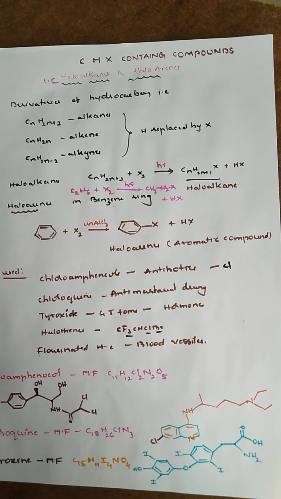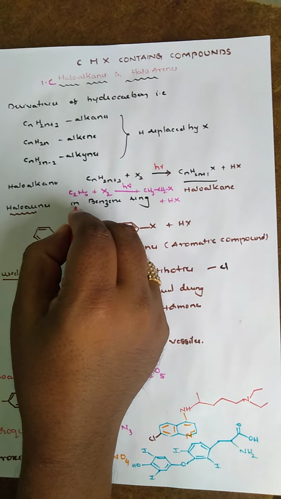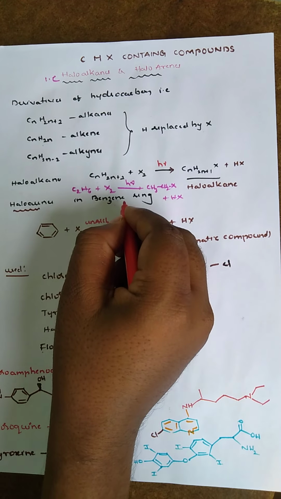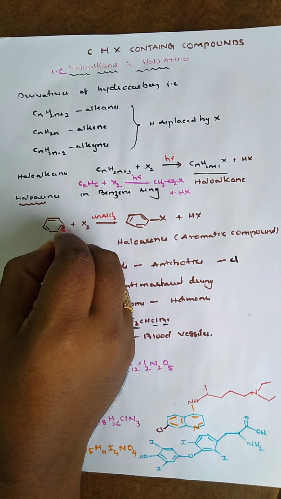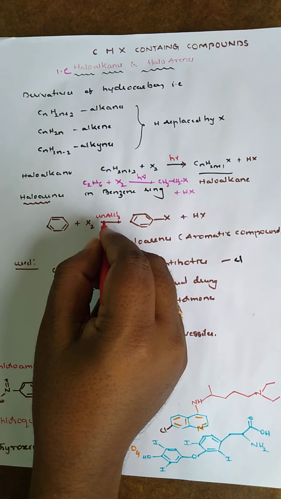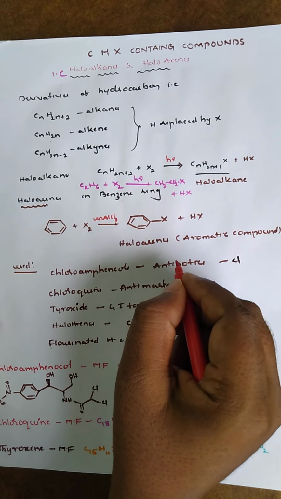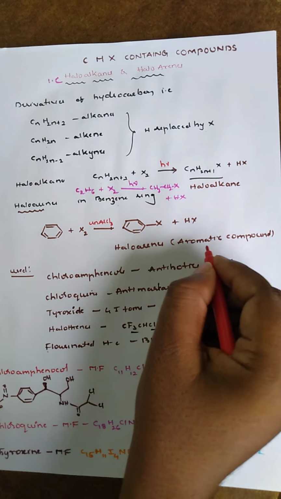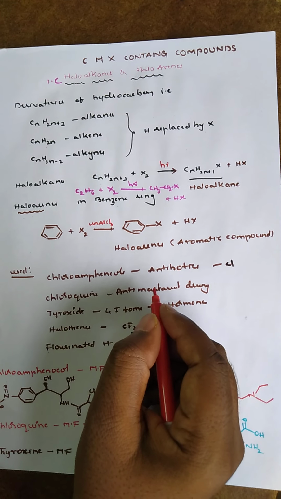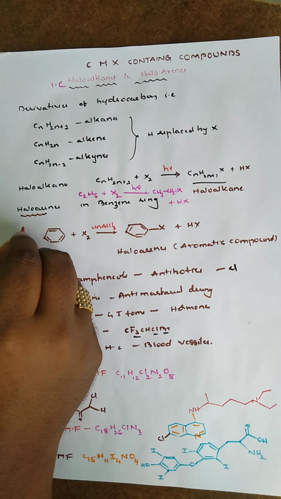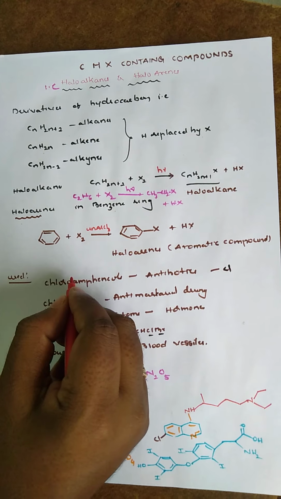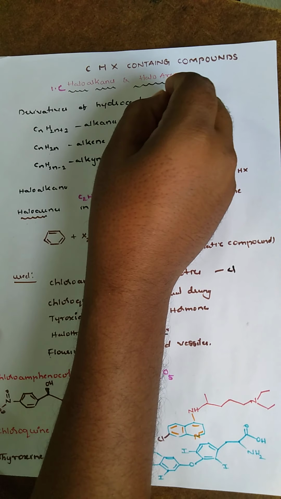Next, haloarenes. Haloarenes are simple derivatives of benzene. In benzene, one hydrogen is replaced by a halogen in the presence of anhydrous AlCl3 to form haloarenes. These haloarenes are aromatic in nature. So the simple derivatives of benzene are known as haloarenes.